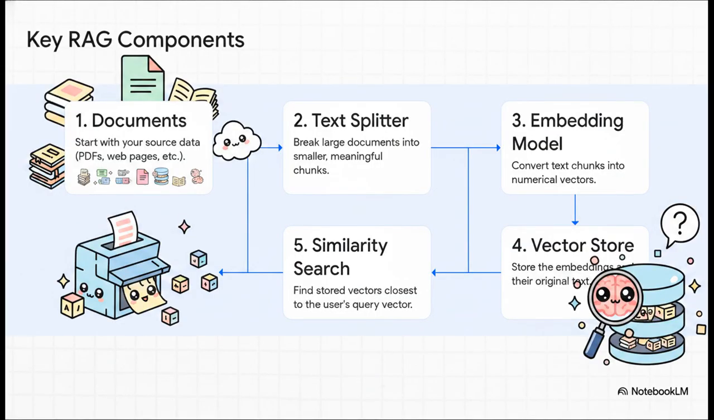It's really a 5-step process. Step 1, you've got your documents. This is your knowledge base, PDFs, web pages, whatever. Step 2, you use a text splitter to break them into smaller, more manageable chunks. This is really important for accuracy. Step 3, your embedding model turns each of those chunks into a vector. Step 4, you take all those vectors and stick them in a special database called a vector store. And finally, step 5, when a user asks a question, the system does a similarity search to find the chunks that are the closest match.